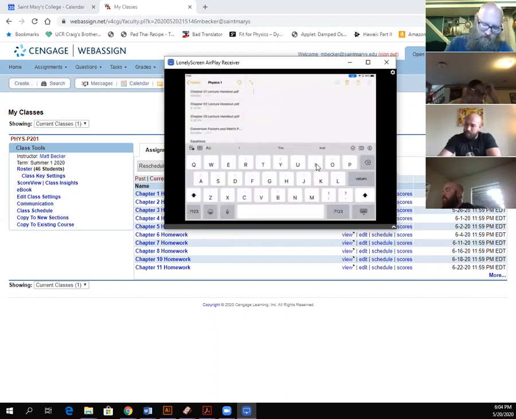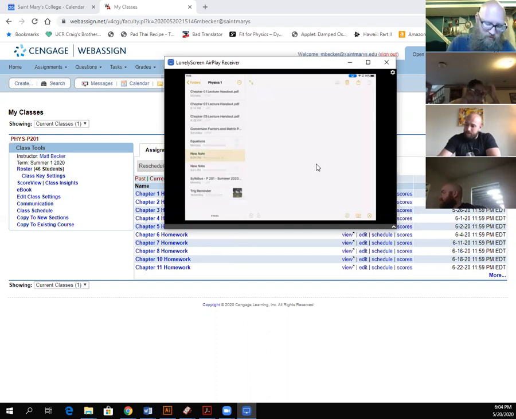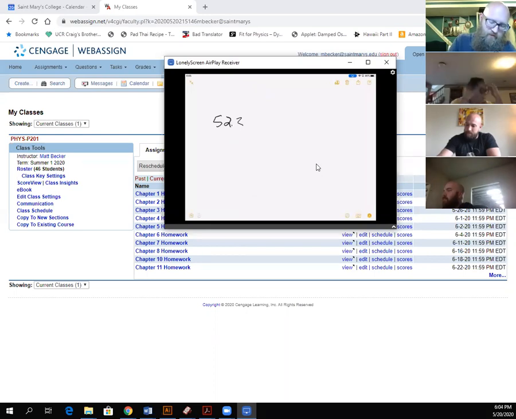Okay, so here's what I'm talking about. If you wanted to enter 52.3 times 10 to the minus 7, you would need to enter 52.3 E minus 7. The E means times 10 to the. Does that make sense?